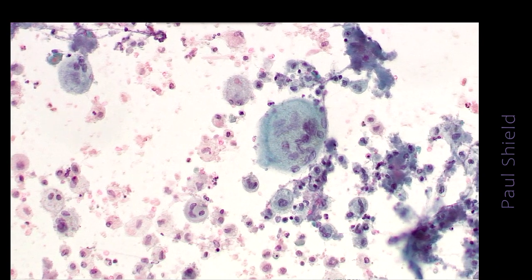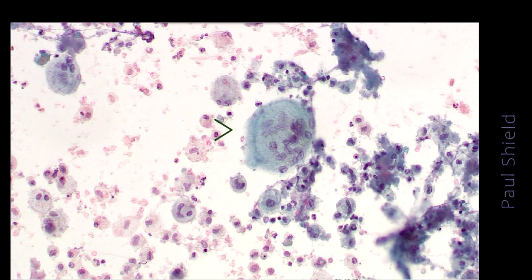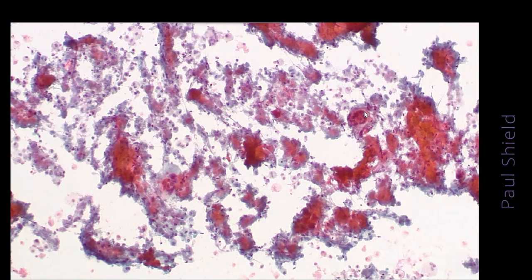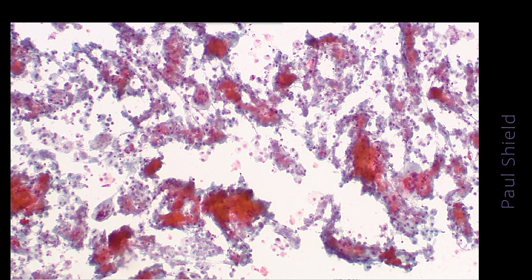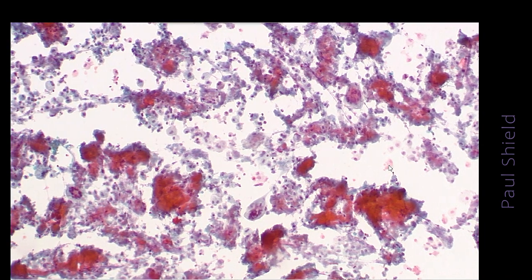Scattered amongst that, like here, you'll see giant cells. Notice all this debris around the place. You really don't see that in other benign findings in the pleura. And scattered all amongst that will be predominantly foamy macrophages and giant cells.